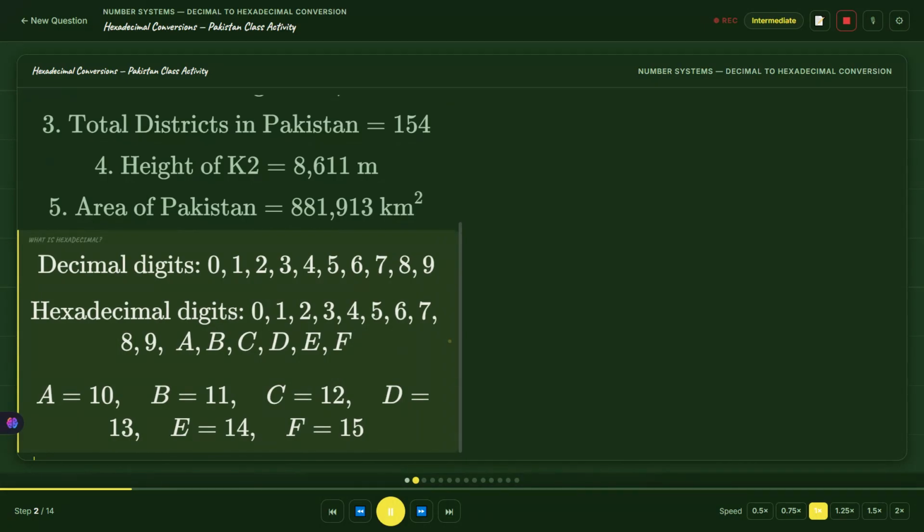In normal counting, we use 10 digits from 0 to 9. But in hexadecimal, we need 16 digits. After 9, we use letters. A means 10, B means 11, all the way to F, which means 15.